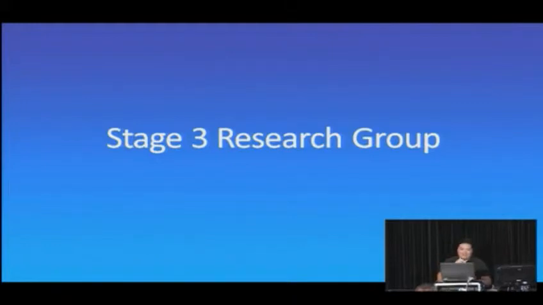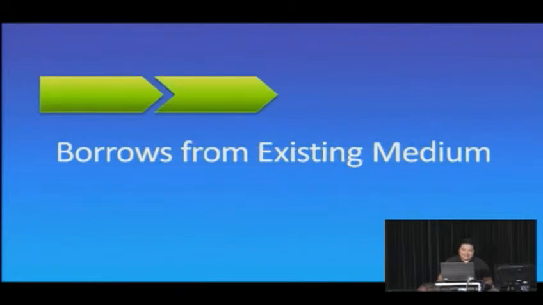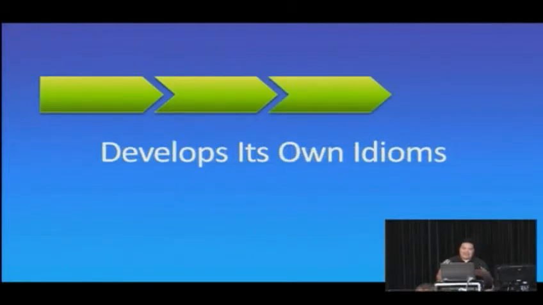I was reminded of a research group at Carnegie Mellon University, led by the late Randy Pausch, called the Stage 3 Research Group. What this group suggests is that all media go through 3 particular stages. The first is the medium as a novelty, and the second stage is where this new medium starts borrowing from an existing predominant medium. And then the third stage is when that new medium starts developing its own techniques, its own idioms, and so forth.